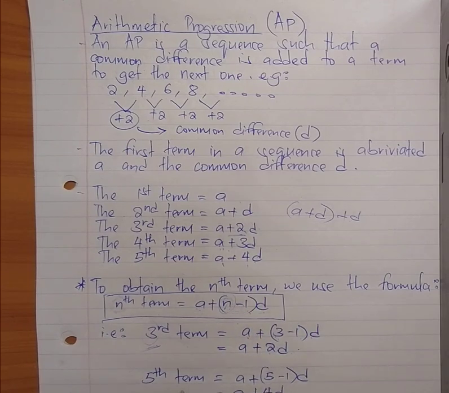So here we have been told to find the fifth term. The term is A plus 5 minus 1 D, so it's going to be A plus 4D. That's the fifth term because our n here is going to be 5, so 5 minus 1 is 4. So we have A plus 4D.